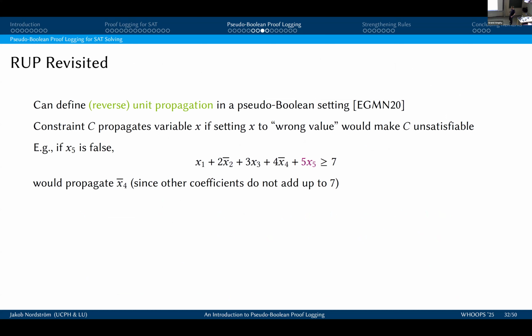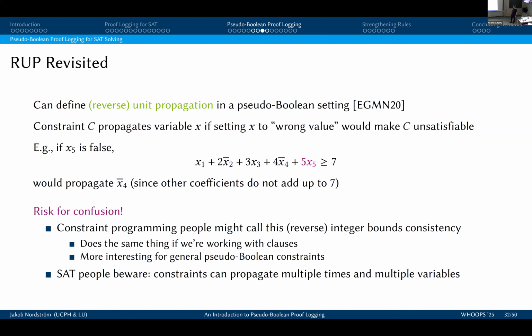Or you can also generalize reverse unit propagation to this setting. I won't go into too much detail exactly how you do this, but just by example, suppose I have this constraint again, and suppose I tell you that x5 is false. Then you realize that if I don't set x4 to false now, the constraint will definitely be violated, because 1 plus 2 plus 3 is 6, which is less than 7. So if x5 is false, then this constraint will actually unit propagate x4. Again, there is a formal easy criterion for this, but in the interest of time, I won't go over it.